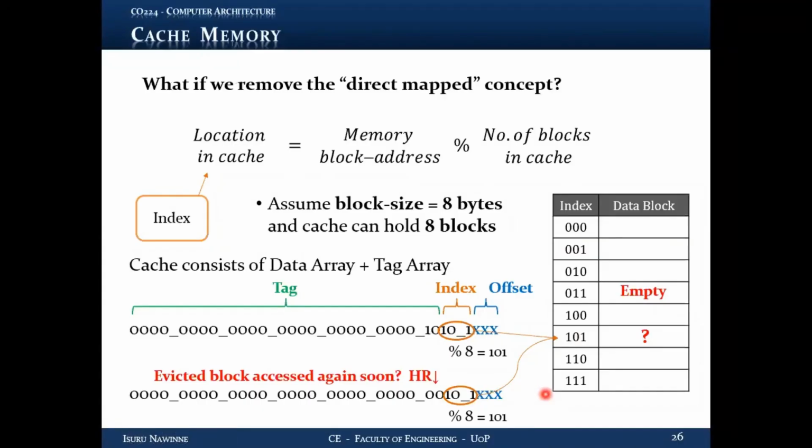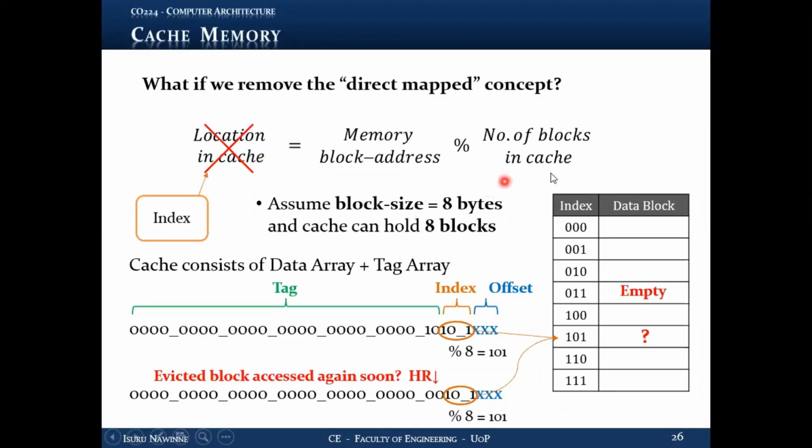So what if we ditch this direct map concept and try to come up with something else? Imagine that we get rid of this location in the cache, or the index concept, right? The index concept is there because of the direct map concept. You need the index to identify where a given block is in the cache. Otherwise you had to search the cache. So that is the problem that we had.